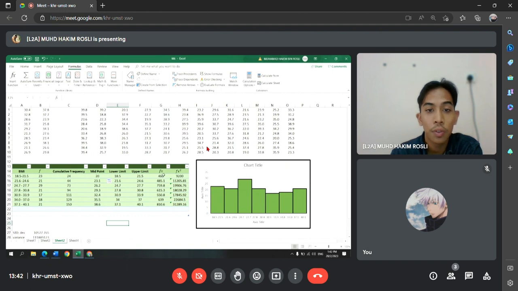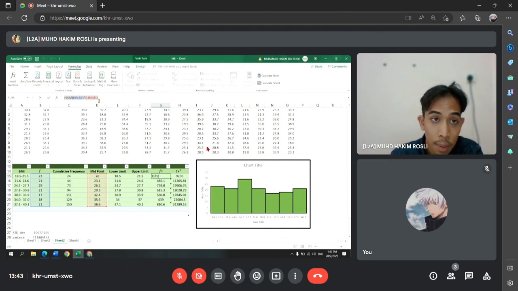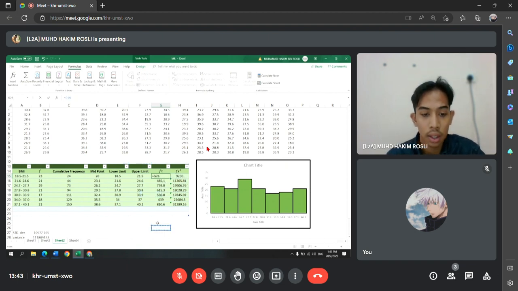For fx and fx squared, you just need to use some function, like as we can see here, SUM x. This means frequency needs to be multiplied by the midpoint. So that's how we got our fx. And the same goes for fx squared. We need to do the same thing and just drag down the formula.